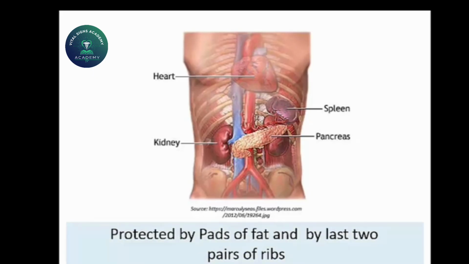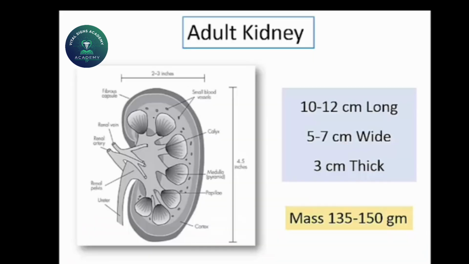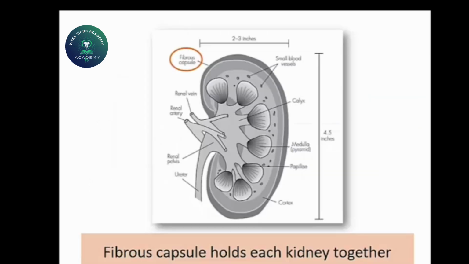Kidneys are protected by pads of fat and by the last two pair of ribs. An adult kidney is 10 to 12 centimeters long, 5 to 7 centimeters wide, and 3 centimeters thick. It has a mass of about 135 to 150 grams. A tough fibrous outer capsule holds each kidney together. In this image, you can see the fibrous capsule covering the kidney.